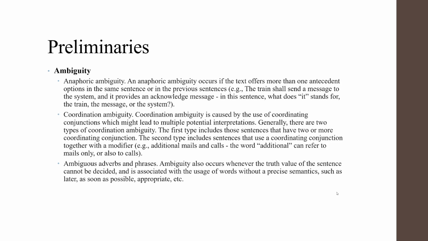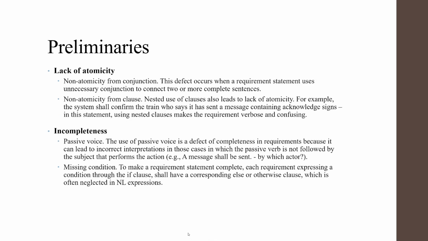Ambiguity also occurs whenever the truth value of the sentence cannot be decided and is associated with the usage of words without a precise semantics, such as later, as soon as possible, appropriate, etc.